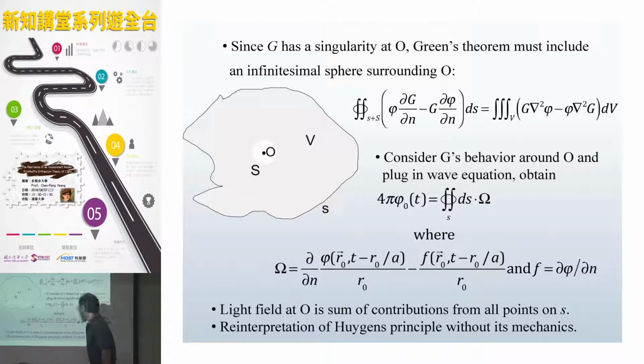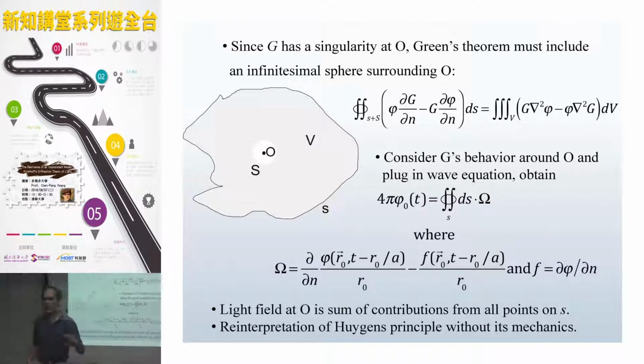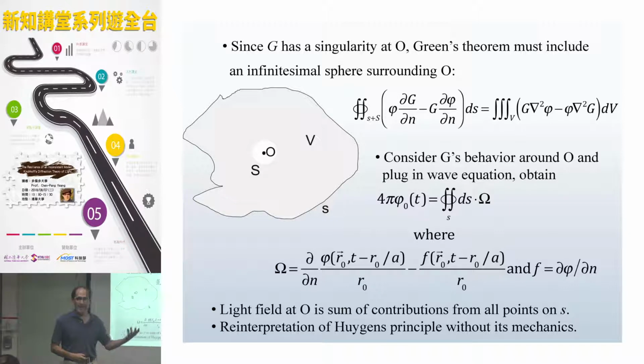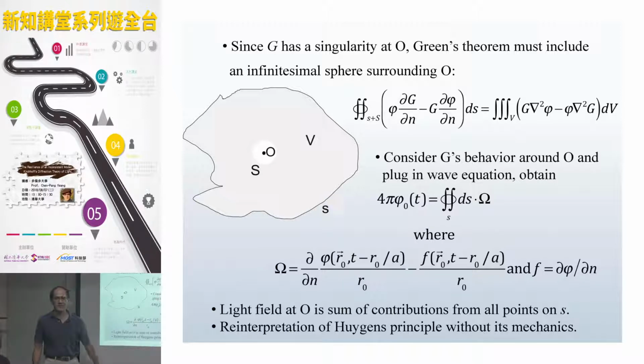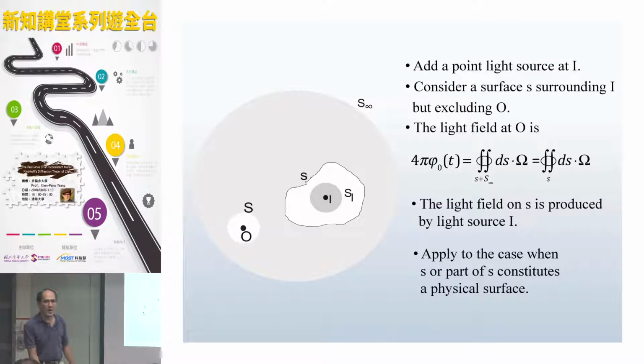Okay, so in this expression, the light field at O is the sum of all the contributions from all points on the surface S. And this is exactly the form that Huygens' principle gave. The only difference, and that's a major difference, is that this expression is not derived from any particular mechanical or physical consideration like Huygens did. Instead, it came from the wave equation. It was derived.